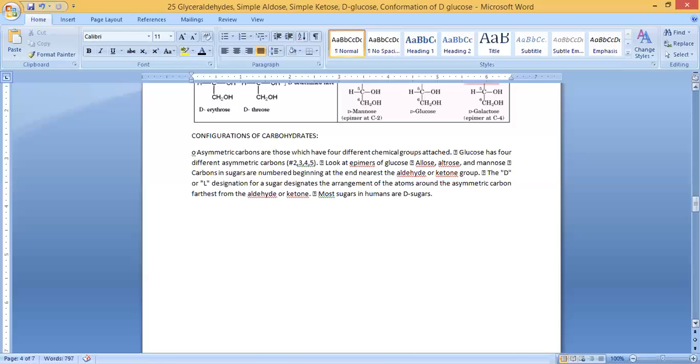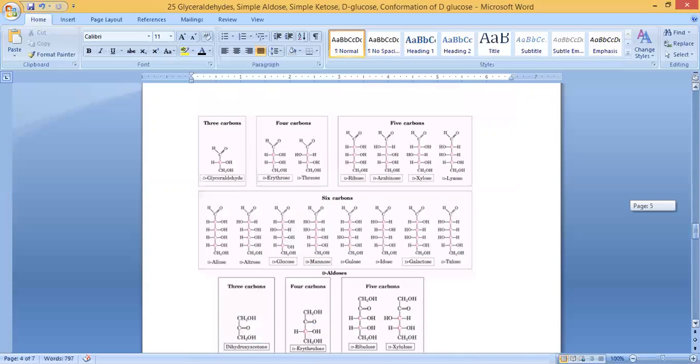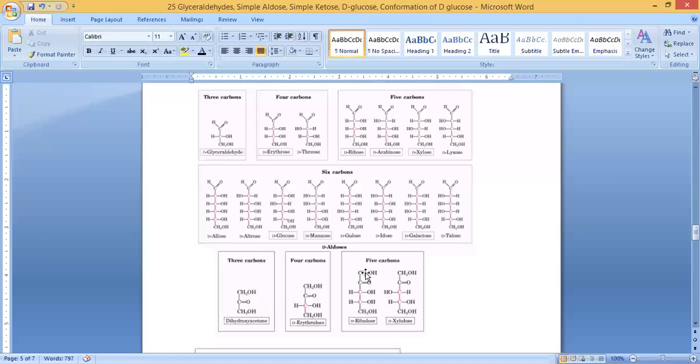So generally, most sugars in humans are in the D form. Okay, so this is the example of the 3-carbon monosaccharide, D-glyceraldehyde; the 4-carbon monosaccharides, the erythrose and the threose; 5 carbons, the ribose, arabinose, xylose, and lyxose; 6 carbons, the glucose, mannose, idose, galactose. And these are the examples of the D-aldoses, meaning they have the aldehyde groups.